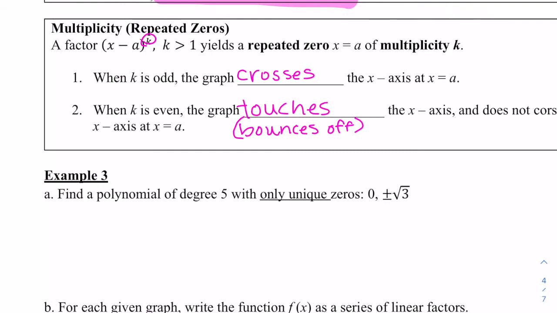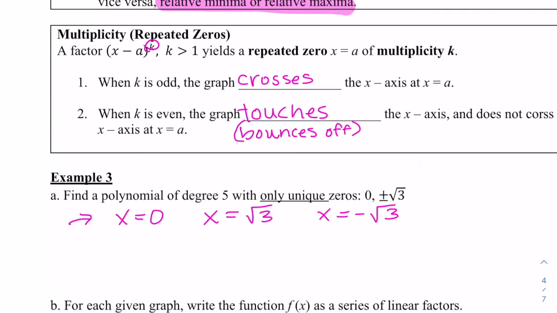Okay, so first here we have an example of a polynomial with a degree of 5, and it has these unique zeros. If we know that x is a zero, and we have these two answers, root 3 and negative root 3, well, we only have 3 so far, but we can use the multiplicity rule to add those two other zeros and make this x equals 0 have a multiplicity of 3.